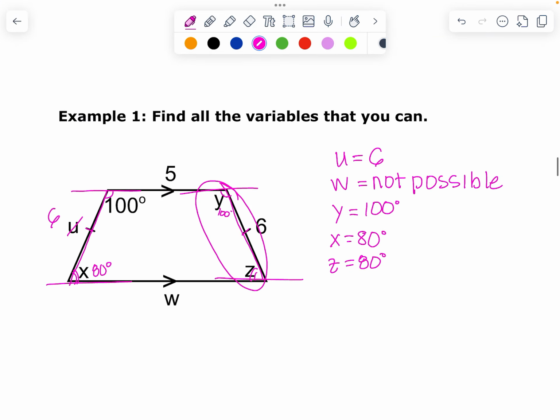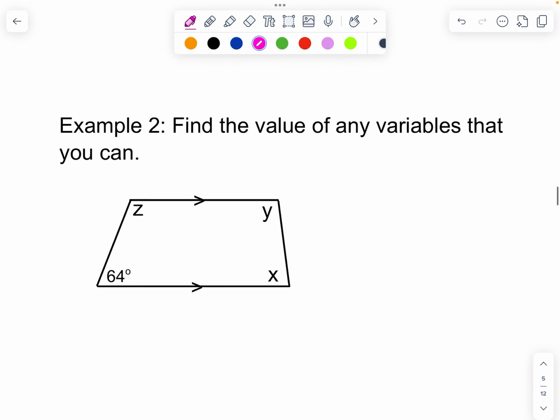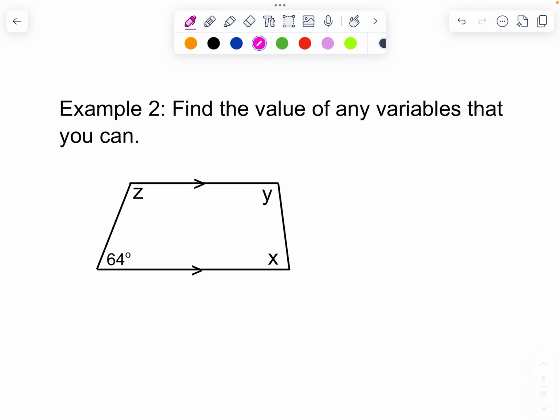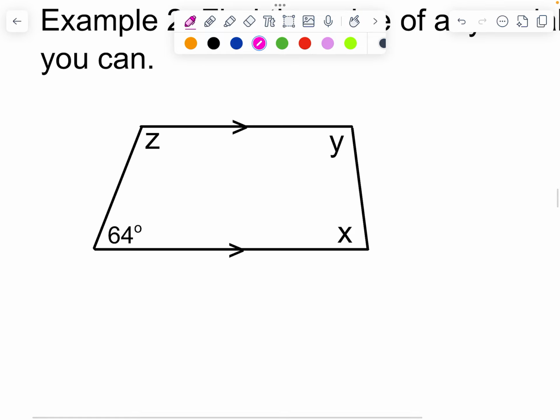All right, let's try another one. Here, find the values of any variable that you can. This is not an isosceles trapezoid. This is just a trapezoid. So I don't have to work with any of the legs or any of the bases. It's not asking me any of those questions, but it is asking me about the angles. Remember, base angles are not congruent, so this 64 and x are not the same.